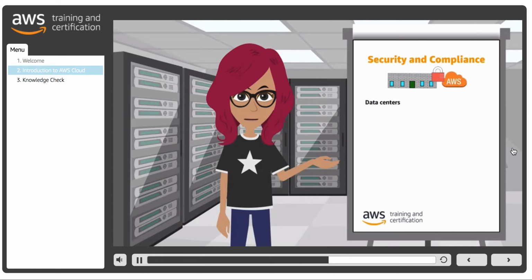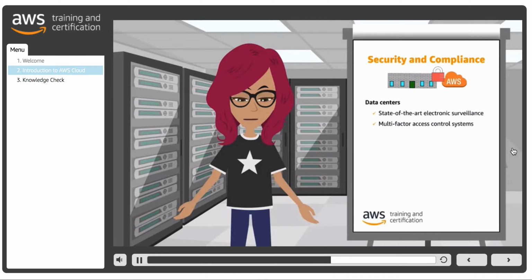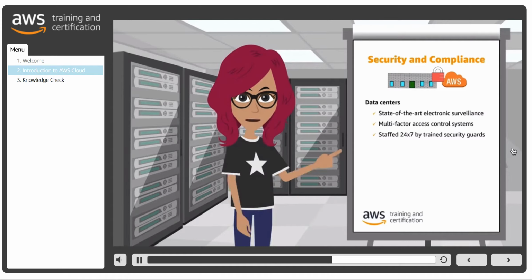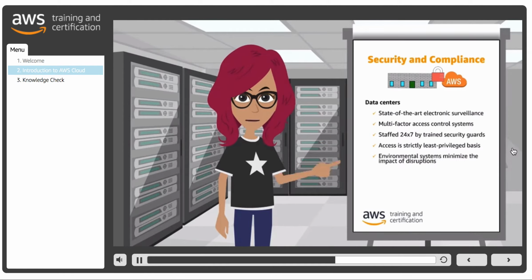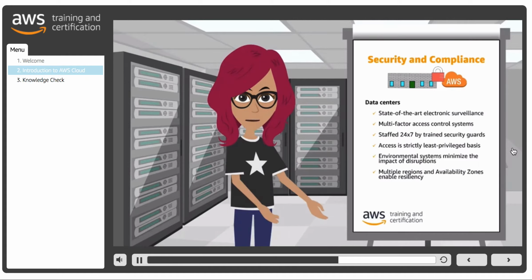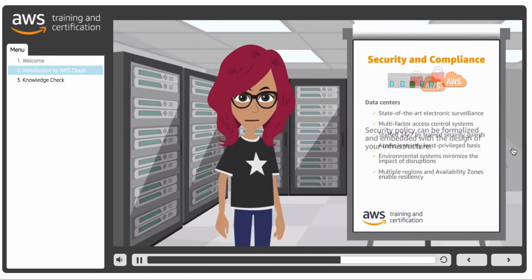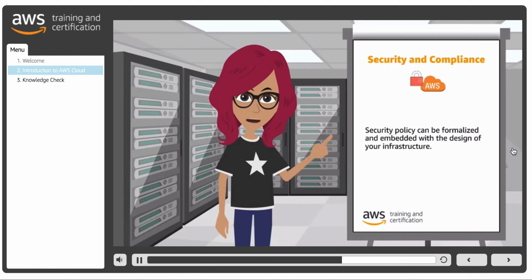AWS's world-class, highly secure data centers use state-of-the-art electronic surveillance and multi-factor access control systems. Data centers are staffed 24/7 by trained security guards, and access is authorized strictly on a least privileged basis. Environmental systems are designed to minimize the impact of disruptions to operations. Multiple geographic regions and availability zones allow you to remain resilient in the face of most failure modes, including natural disasters or system failure. Since AWS assets are programmable resources, your security policy can be formalized and embedded with the design of your infrastructure.